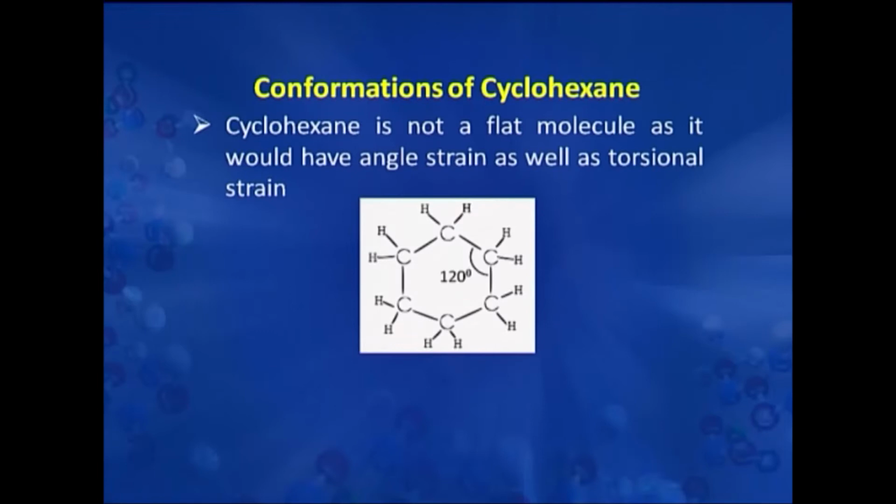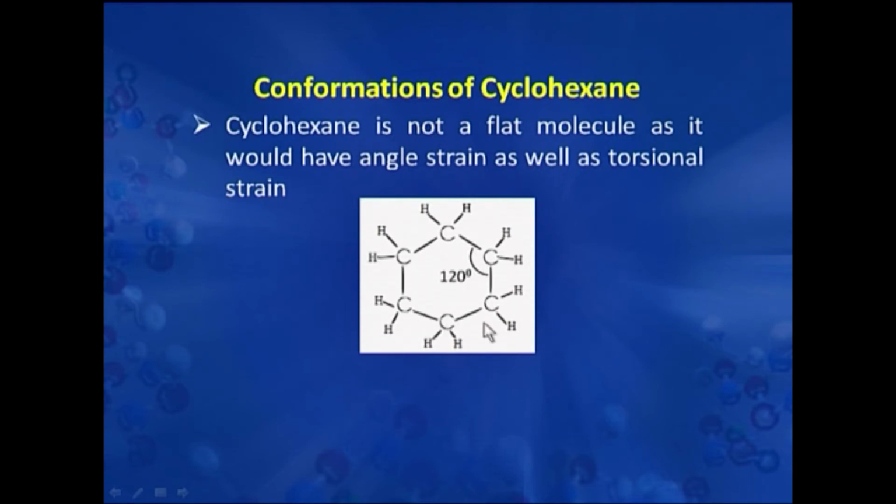Let us now discuss the conformations of a cyclic compound, that is cyclohexane. Cyclohexane is a molecule which consists of 6 carbons and 12 hydrogens. Each of the carbons has 2 hydrogens. This molecule is not flat. Had it been flat, then this C-C-C angle would be 120 degrees, but actually after sp3 hybridization the angle comes out to be 109.5 degrees. Similarly, in this situation the hydrogens would be eclipsing each other, that will further lead to instability in the molecule.